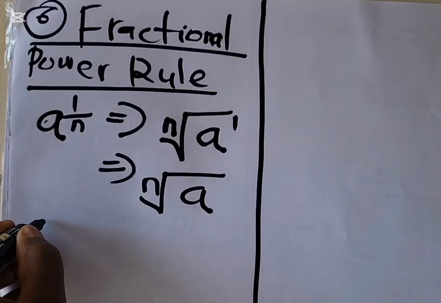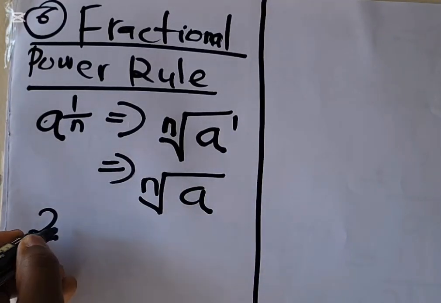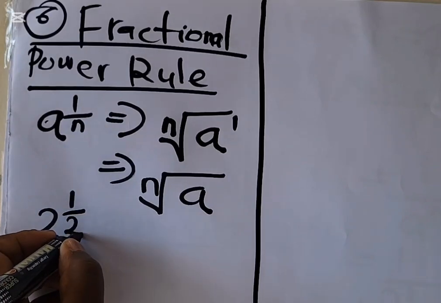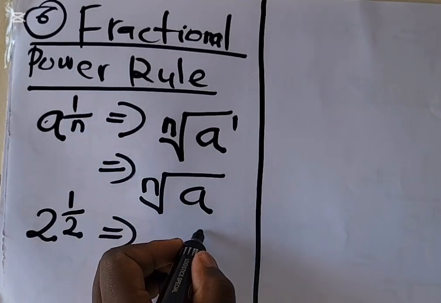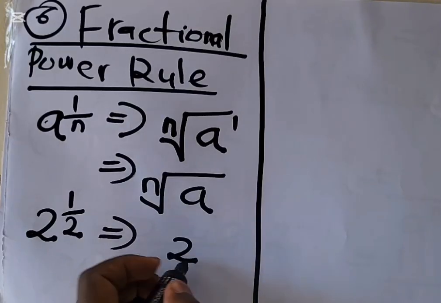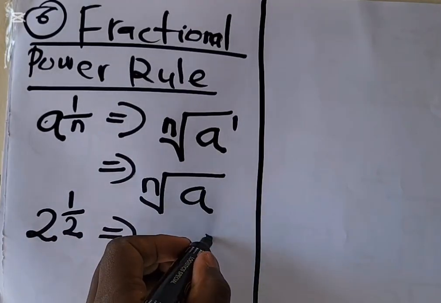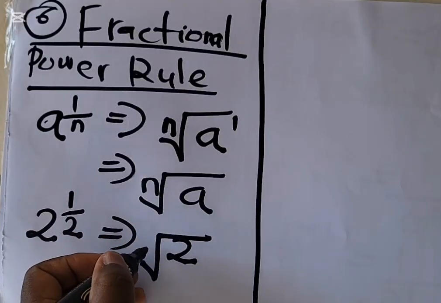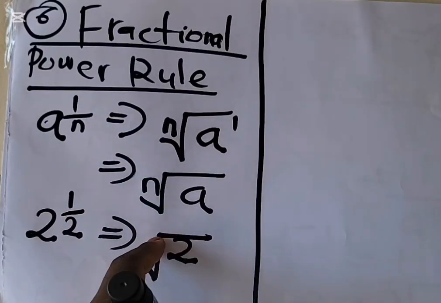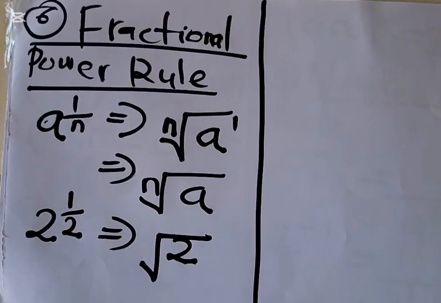If we have another number like, for example, 2 raised to 1 over 2, then whatever is in the denominator becomes the root, and because it is a square root, there is no need of writing 2 here. This is already a square root. Raised to 1, there is no need of writing that either.